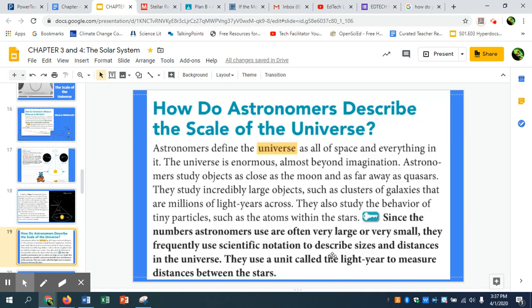Okay, so another vocab word that we have here is the universe. So the universe, astronomers define it as all of space and everything that's in it.